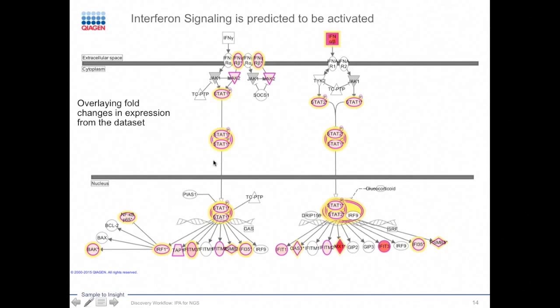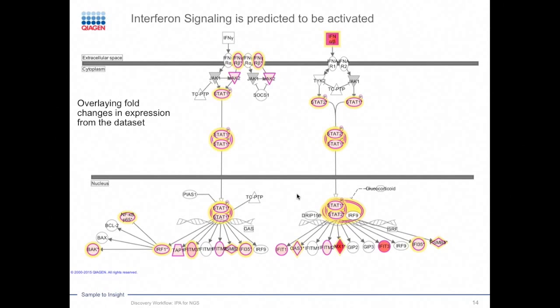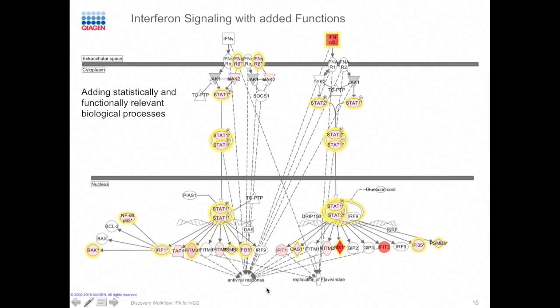You're seeing the RNA-seq information here, so you can dig into that. Lots of genes are upregulated in this data set that map to the interferon pathway. One thing you can do is ask, what's the biological function of those genes? We know it's interferon, but is there a more specific level of information we can add? In IPA, this is a recent feature, you can statistically figure out what functions or biological processes are relevant to this set of molecules. We did that and found that antiviral response and replication of flavivirus are relevant, and then we added them live to the pathway.